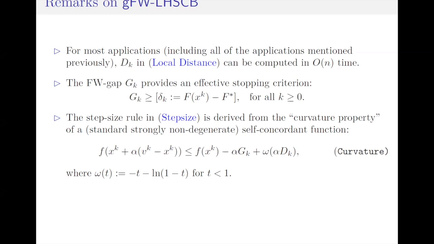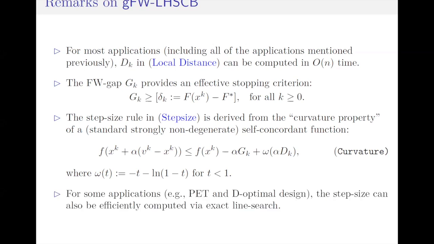That is one of the most useful properties of self-concordant functions. And for some applications, for example, the D-optimal design problem, as already discovered by Kiefer and some very famous statisticians, the step size can indeed be efficiently computed by exact line search. But here, because not all applications have these nice structures, we propose this so-called adaptive step size, so that our algorithm can be applied to every application that we encounter in real life.